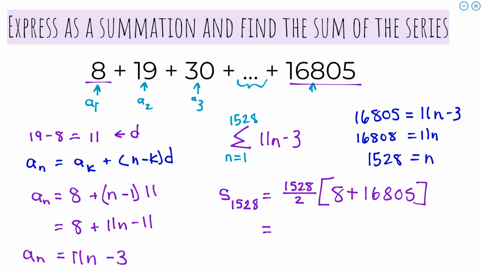So when we simplify this, when we solve this, we're going to wind up with a final value of 12,845,132. So when we're given a series, we have to figure out our rule so that we can find our n so that we can write it in the summation notation.